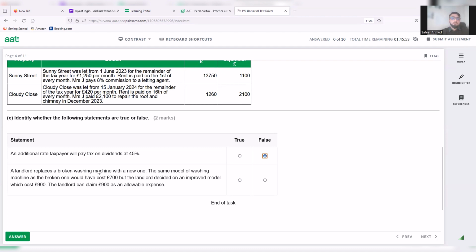A landlord replaces a broken washing machine with a new one. The same model of washing machine as the broken one would have cost 700, but the landlord decided on an improved model which cost 900. The landlord can claim 900 as an allowable expense. I must say that this landlord is quite generous. Okay, having said that, remember in terms of the replacement item, that is like-for-like items, so 900 will not be allowable, only 700 will be allowable. So the statement that the landlord can claim 900 as an allowable expense is false. We know that the landlord cannot do that.